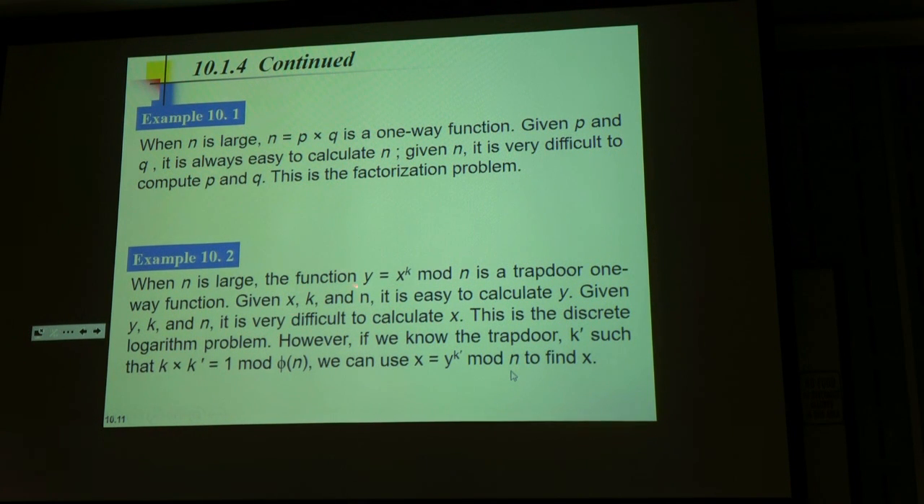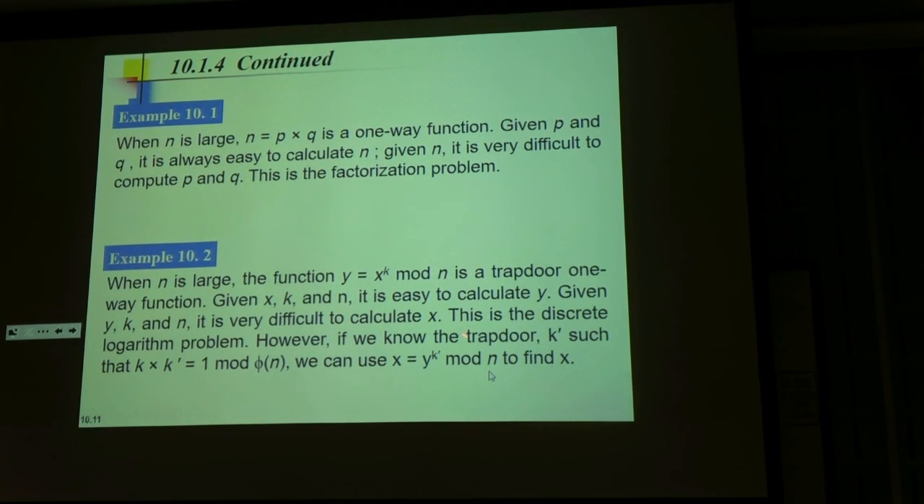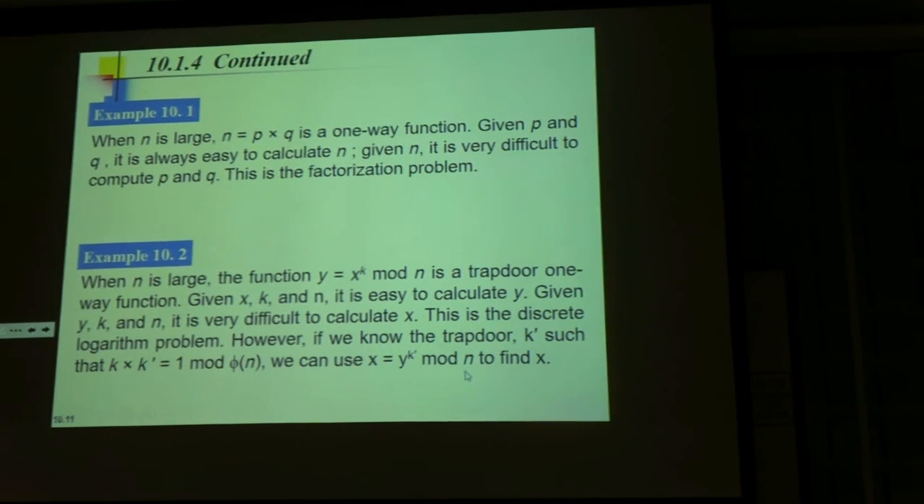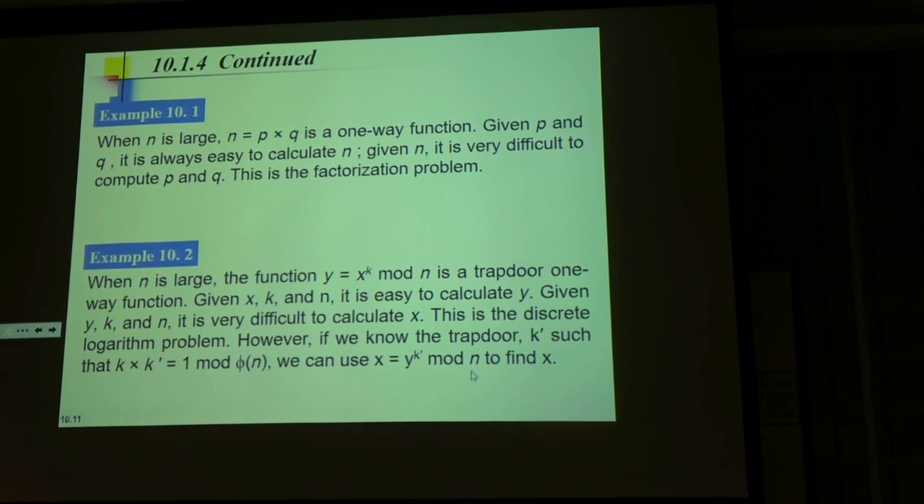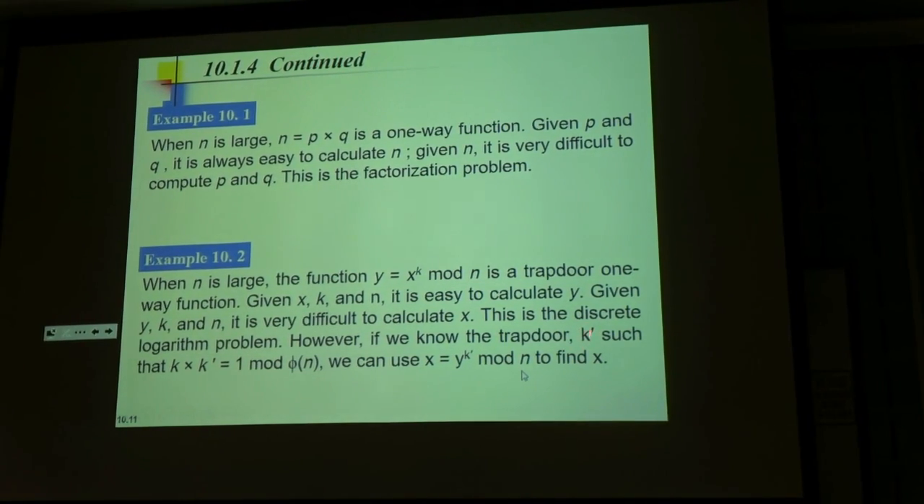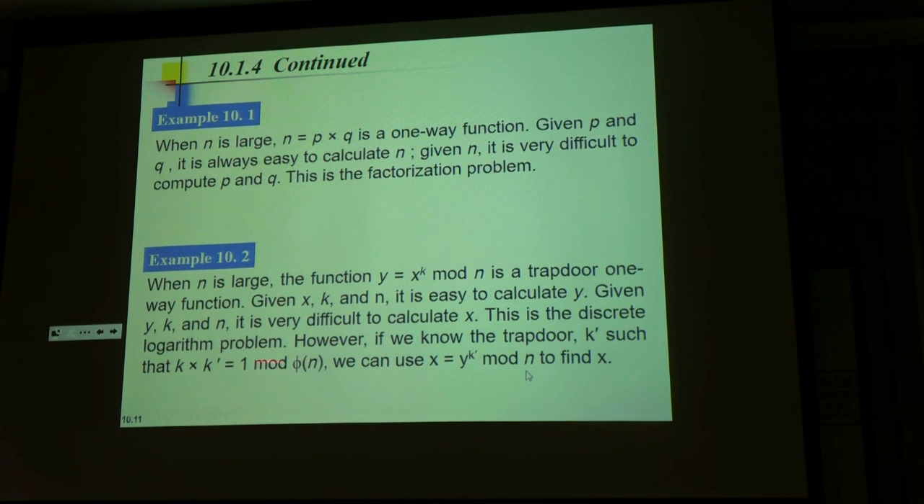So if you know the y, you know k, you know n, you cannot calculate x. It's very difficult. Why? Because this is the discrete logarithm problem, which is very intensive computing, right? However, if we know the trapdoor, that's the key. What is the trapdoor? K prime, such that k times k prime equals 1 mod phi n.